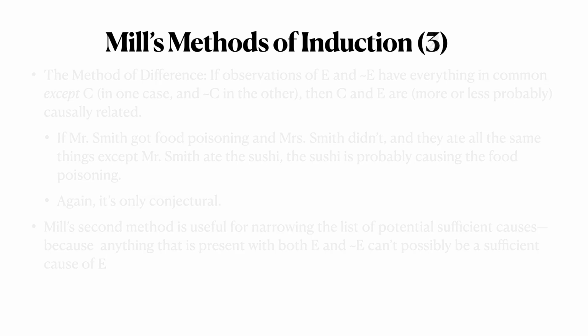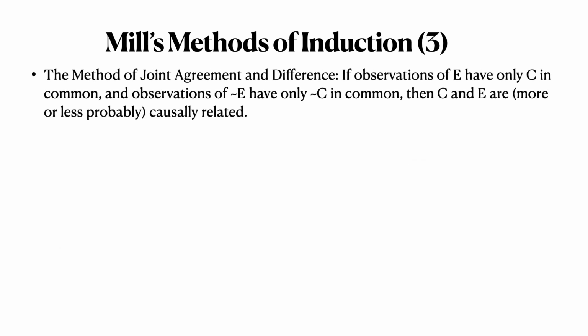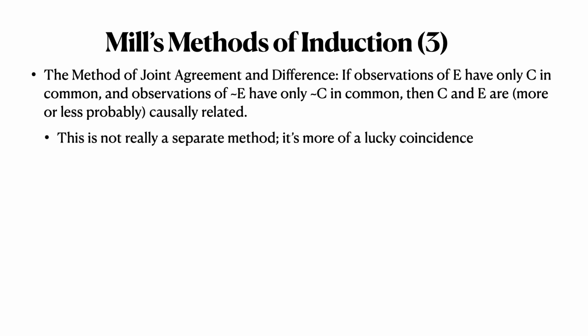Now the third method, there's a lot of disagreement actually about whether this is really a separate method. Mill called it the method of joint agreement and difference. If observations of E all have only C in common, and observations of not E have only not C in common, then C and E are more or less probably causally related. So I'm with the people who say this is not really a separate method. It's just using two things at once, as indeed Mill's title sort of suggests. It's more of a lucky coincidence.